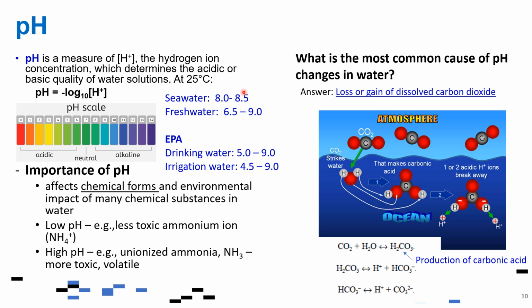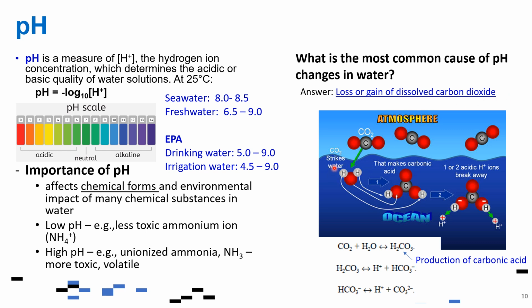If you look at some of the natural water that we have, seawater is usually at a pH of around 8 to 8.5 because of the presence of a lot of minerals and salts there. Fresh water is around 6.5 to 9.0 as a pH. We have to ask why it's 6.5, why it's not 7, which is the neutral pH. Normally, the pH of surface water is below 7. The reason for that is the loss or gain of dissolved carbon dioxide.